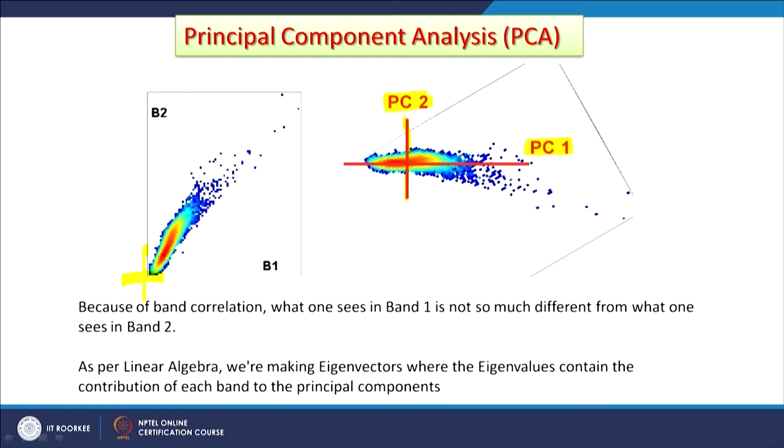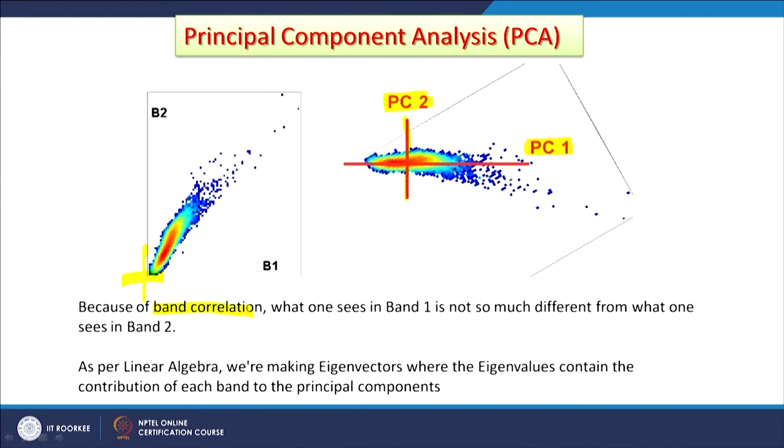Now, if I have a 3-dimensional scatter plot, then I can have one more principal component, but that is based on the graphics. If I have 7 bands and want to calculate principal component analysis through programming or through mathematics, it is possible, but in graphics only 3 dimensions can be shown. Because of band correlations, as I have mentioned, band 1 is not so much different from what band 2 sees. As per linear algebra, we make eigenvectors where eigenvalues contain the contribution of each band to the principal component. So, this is how the calculation is done.